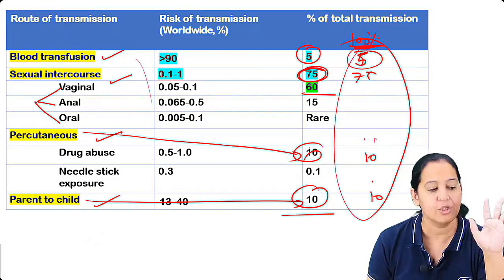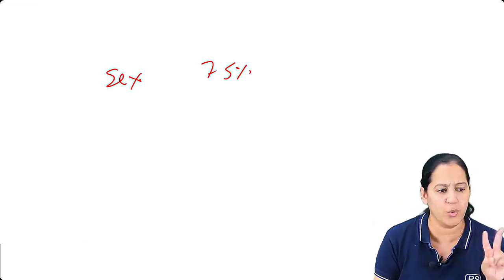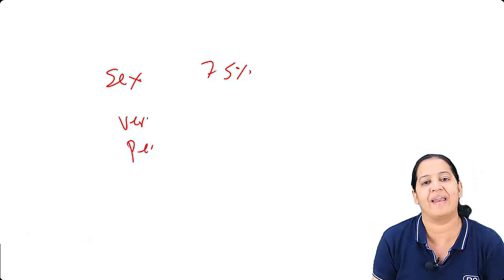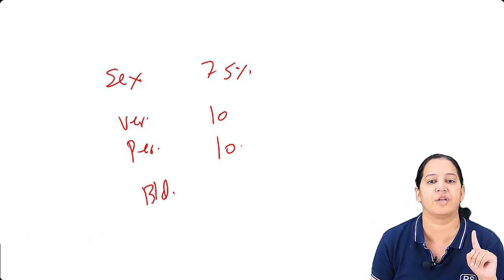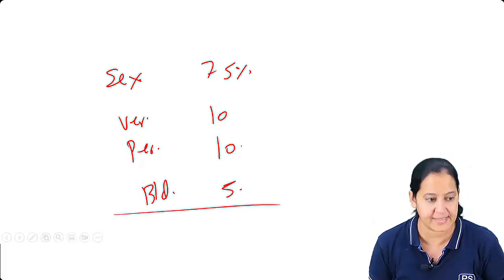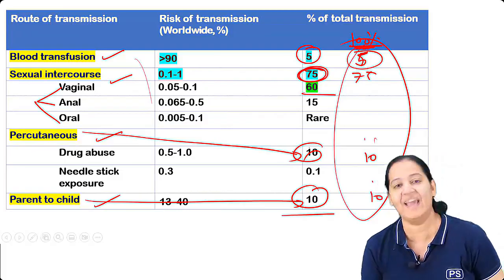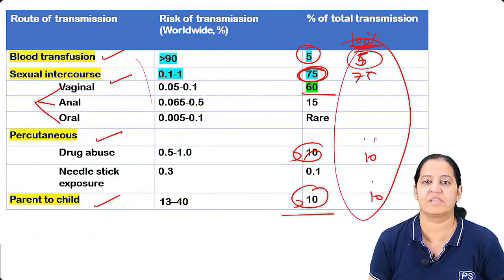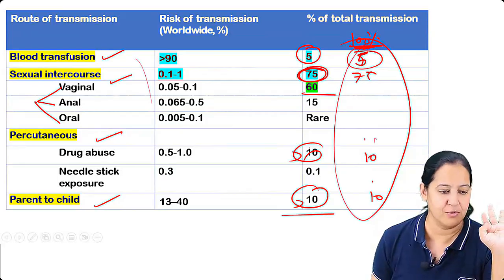Say yes. So what is the percentage wise? So what is most common? Sexual, 75%. What is second? Second both are equal, vertical and parenteral both are 10-10. And rare is blood transfusion. Blood transfusion is only 5. Say yes, say yes. You have to learn the percentage. But see the twist in the story. So maximum is sexual, minimum is blood transfusion. Okay.